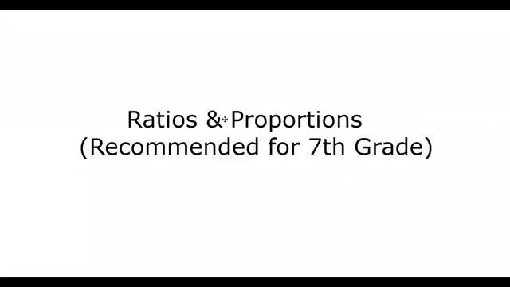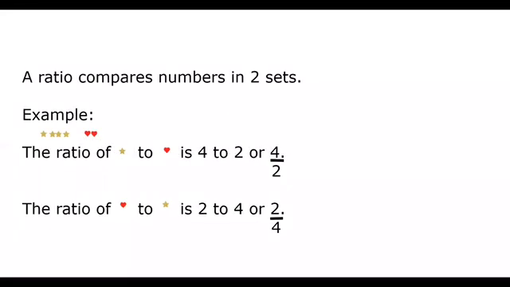So today we're learning about ratios and proportions, and it's recommended for 7th grade. So what actually is a ratio? A ratio compares numbers in two sets. So for example, we have 4 gold stars and 2 red hearts.